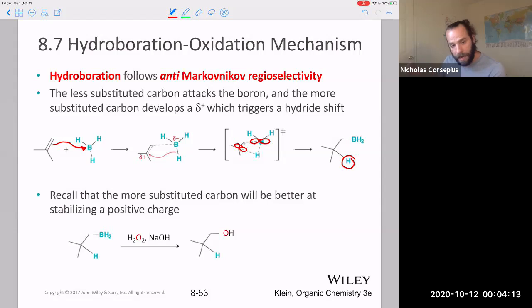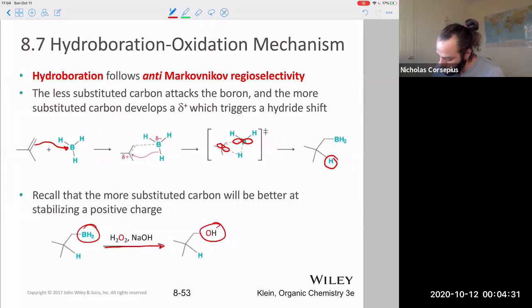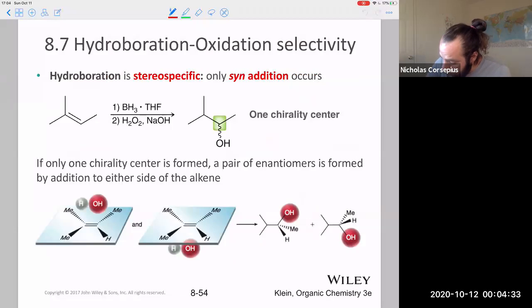Okay, then the next step is to follow it up. That last step is that oxidation, which replaces the boron with the OH group. Okay, but importantly, you see that this will lead to the anti-Markovnikov product. And then it's a Syn addition. So let's see what that means real quick. Well, if we have one chiral center, we'll end up just forming both pairs of enantiomers, right?